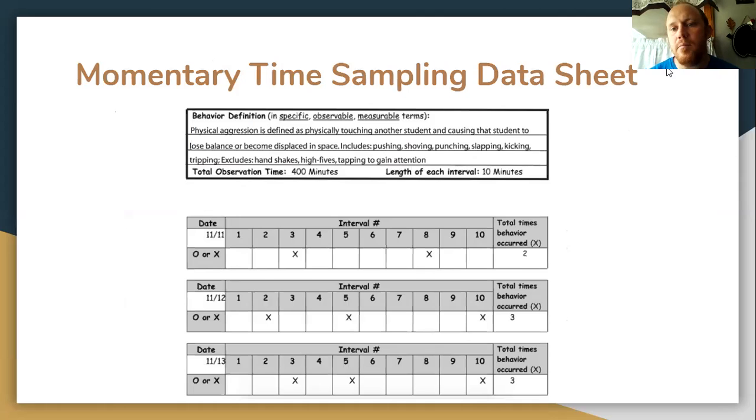Finally, we have momentary time sampling data sheet example. And again, this data sheet, it's looking at 10-minute intervals. So on 11:11, at the end of the 10 minutes in the first interval, that behavior was not seen. The second interval, again, at the end was not seen. Finally, in the third interval, at the end of the 10 minutes, that 10-minute mark, the data collector would have looked up and seen the behavior that we are looking at, which is a physical aggression.